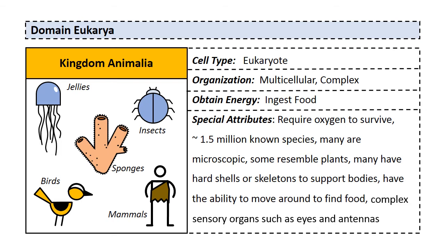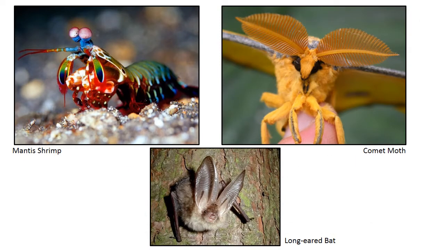And finally, animals have complex sensory organs that allow them to seek out food and move around and know where they are in their environment. Eyes and antennas would be two examples. Here's some of my favorite sensory organs on organisms. The mantis shrimp in the top left has an amazing set of eyes. The comet moth has antennas for sensing different stimuli. And my favorite group of animals are the bats. Look at this long-eared bat. Those ears are specially designed to pick up their radar system.